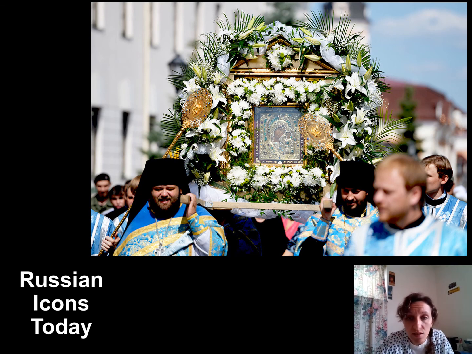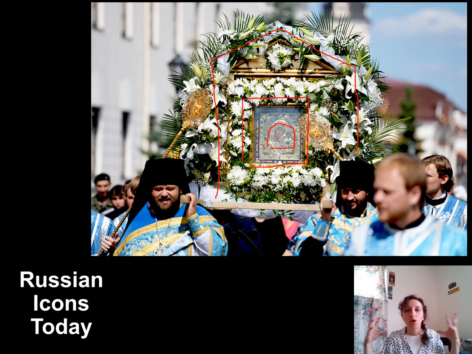We can also see that this one started out as wood and then had metal put over it, and now it's in this big elaborate framed box. So the icon is actually this small thing, and everything that's around it is for its protection. And it has probably bulletproof glass in front of it and whatnot.